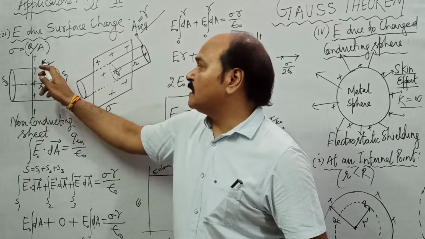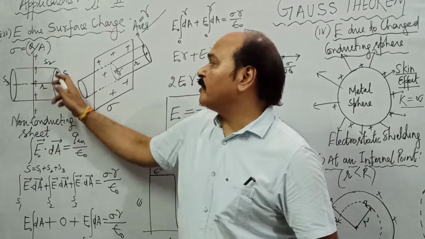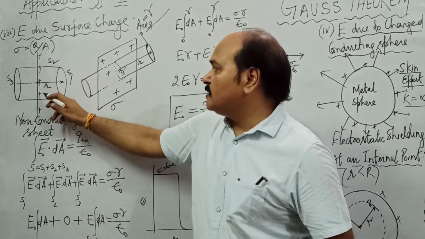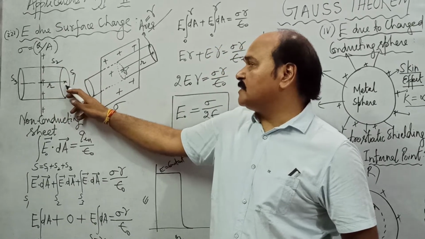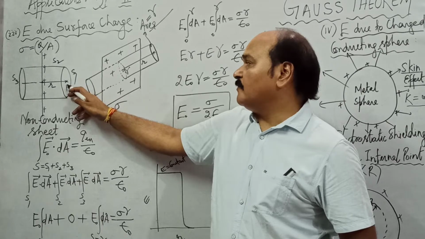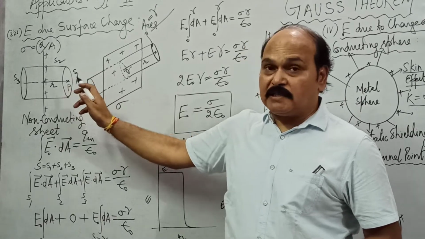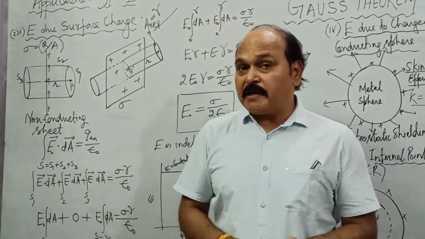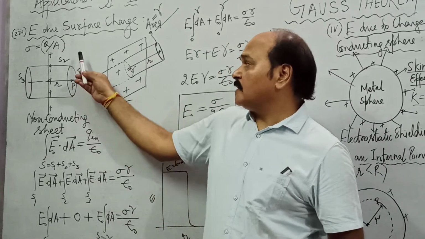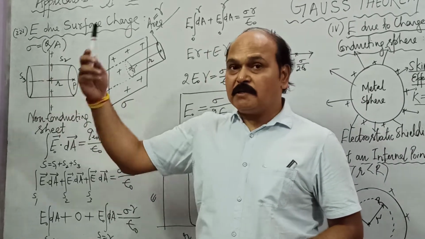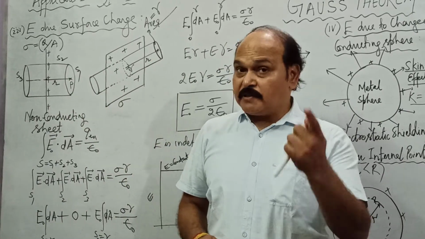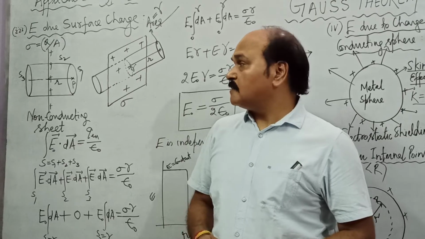So what is surface charge density? Sigma, that is Q upon A. And due to this non-conducting sheet, at a distance r from it, this is a point P, and we want to find out electric field intensity here. As usual, we have to make a closed surface passing through this point, and the closed surface made here is again a right circular cylinder, as we did in case of line charge.